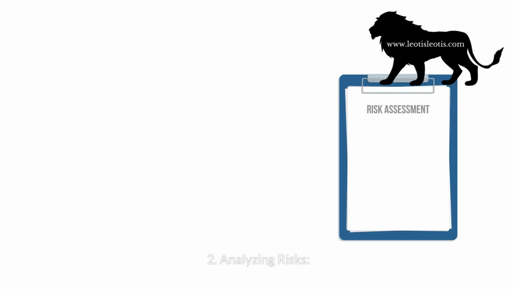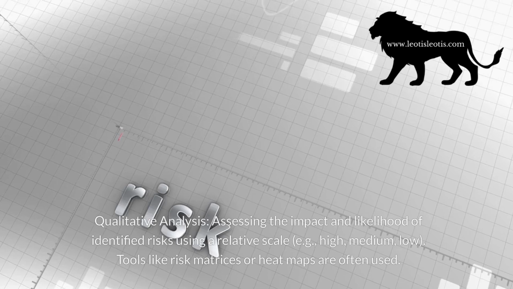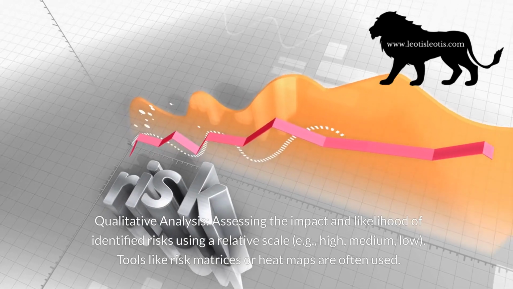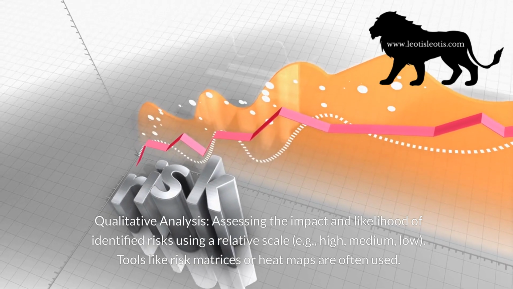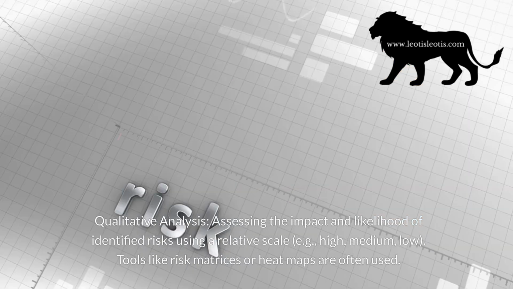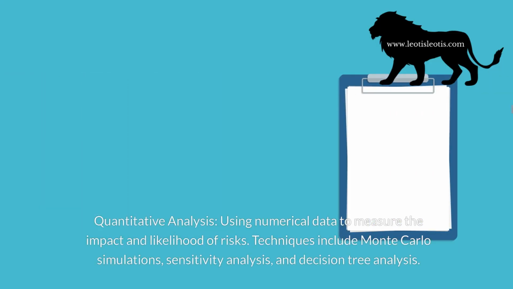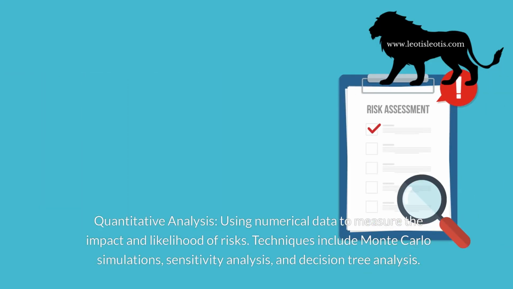2. Analyzing risks. Qualitative analysis: assessing the impact and likelihood of identified risks using a relative scale, e.g., high, medium, low. Tools like risk matrices or heat maps are often used. Quantitative analysis: using numerical data to measure the impact and likelihood of risks. Techniques include Monte Carlo simulations, sensitivity analysis, and decision tree analysis.